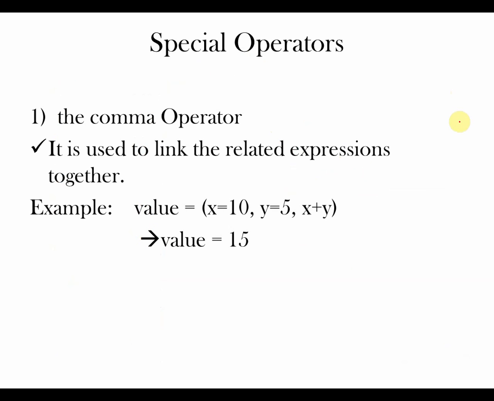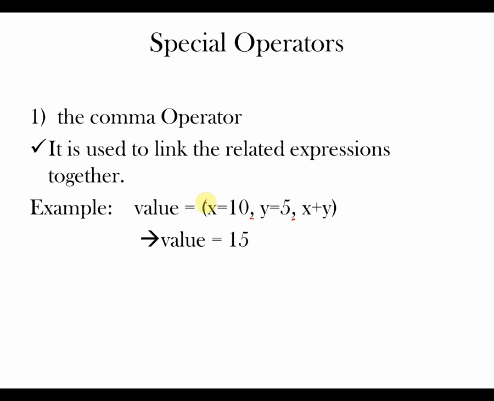The next type of operator is special operators. In special operators, the first type of operator is the comma operator. It is nothing but a comma which you see over here. This is just a comma which is to be used. Now what is the use of the comma operator? It is used to link some kind of related operations together. Now there is one example which you see over here on your screen.